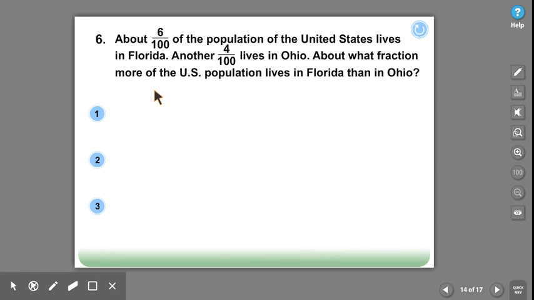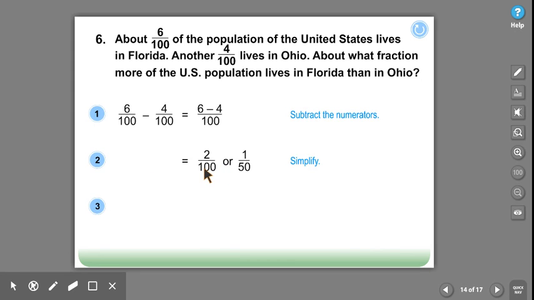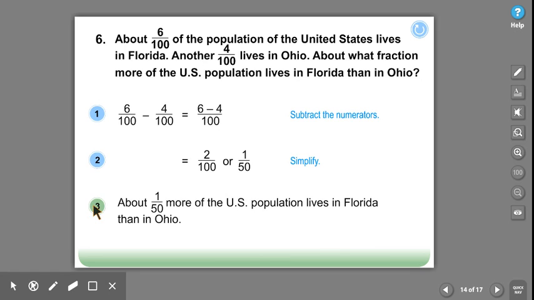So again, we want to know how many more or how much more is in Florida than in Ohio. So we're going to subtract Florida minus Ohio. So 6/100 minus 4/100. Again, the denominators are the same, so all we have to do is subtract the numerators, so 6 minus 4. That equals 2/100ths. Again, simplify your answers to 1/50th. And our complete answer is about 1/50th more of the U.S. population lives in Florida than in Ohio.